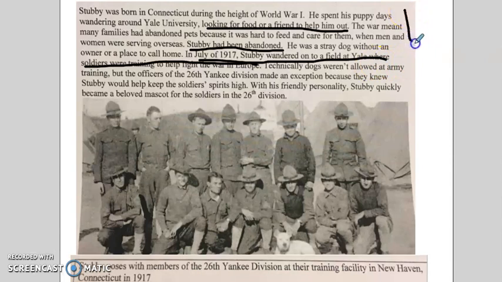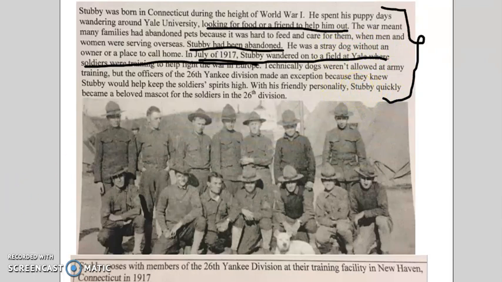Okay, this part is definitely going to be important. I'm going to mark it up. It's talking all about how Stubby came to be with the soldiers. Let's look at the picture. I see soldiers. Oh, look, Stubby. Stubby poses with members of the 26th Yankee Division at their training facility in New Haven, Connecticut in 1917. Cool, this part's going to be very important for that first question in the prompt.